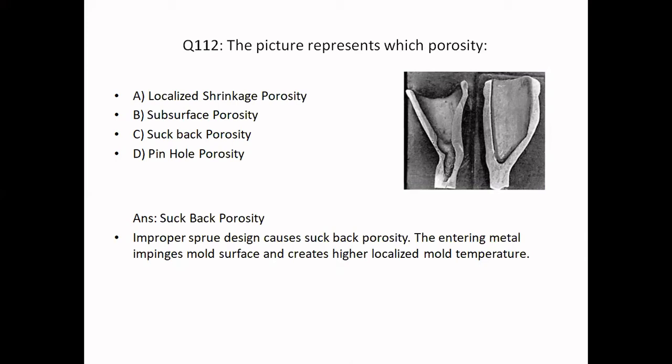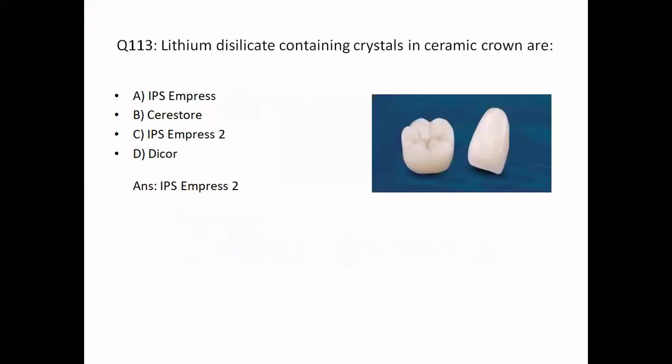Now when you have improper sprue design, where the sprue design is not exact, it causes suckback porosity. What happens is the entering metal impinges on the mold surface here, and it creates a higher localized mold temperature near the sprue end. An improper bend of the sprue causes suckback porosity, wherein the metal goes back and does not flow into the mold cavity. That's why it is called suckback porosity.